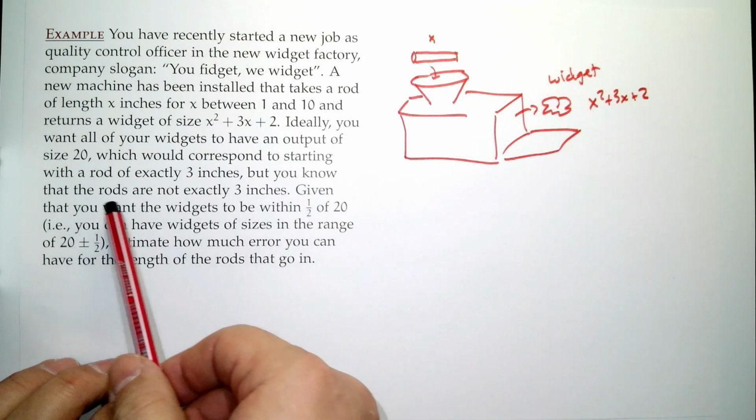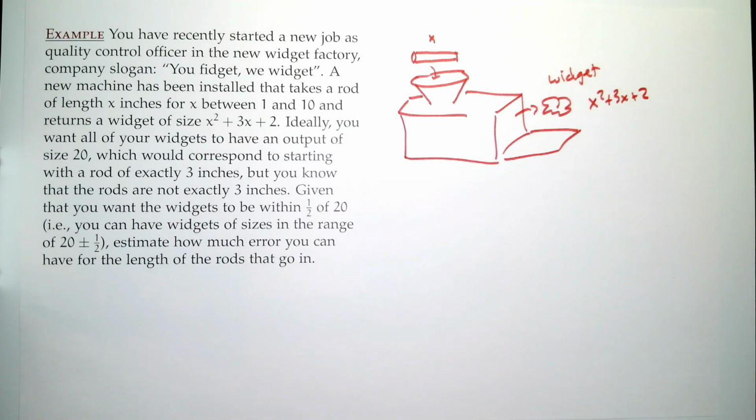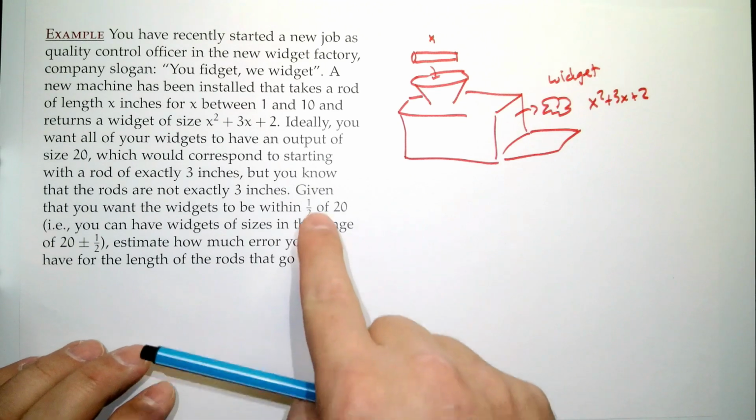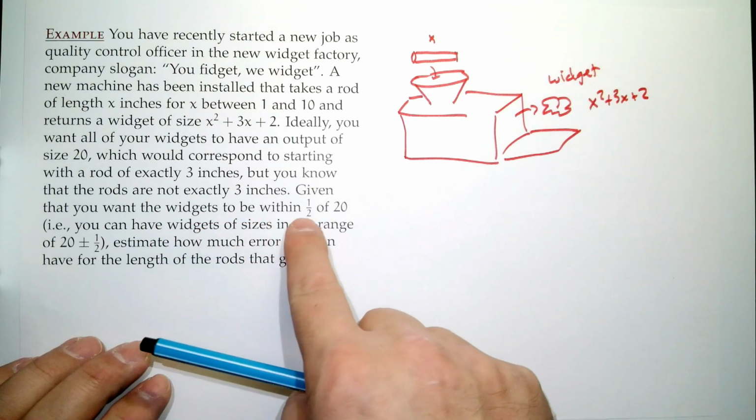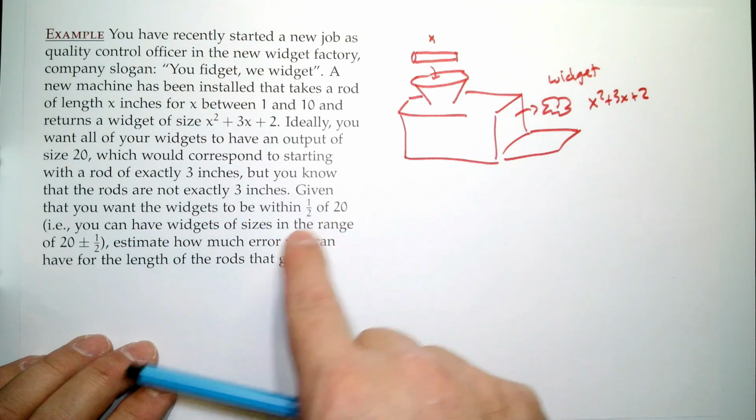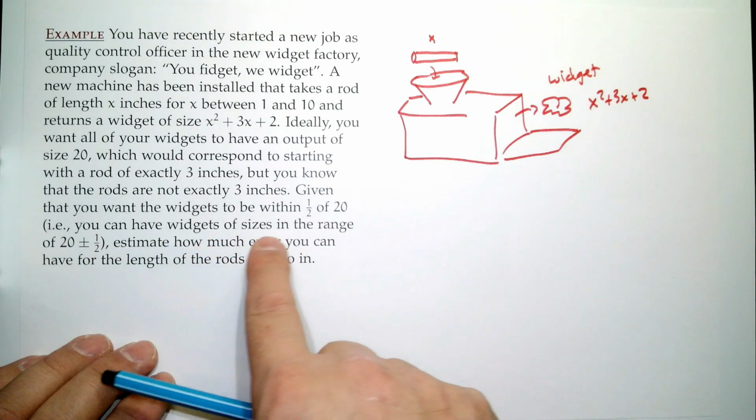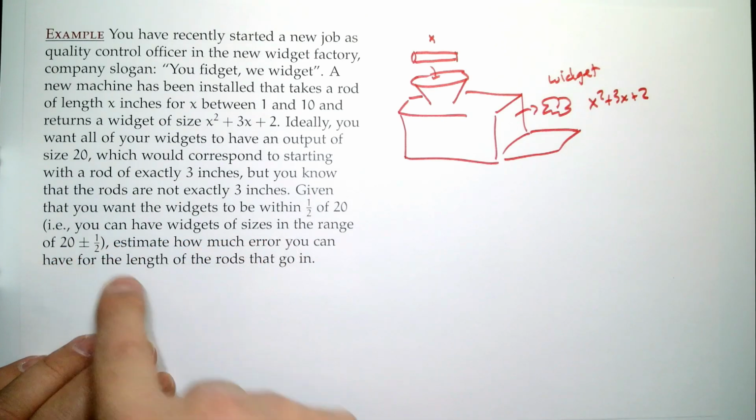Not all rods are exactly 3 inches. In fact, probably no rod in the world is exactly 3 inches long. There's always going to be an error. So, what's going to happen? Given that you want the widgets to be within, say, a half of 20, so the sizes of the widgets can be 20 plus or minus a half.